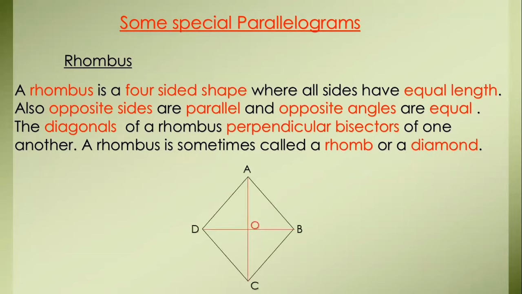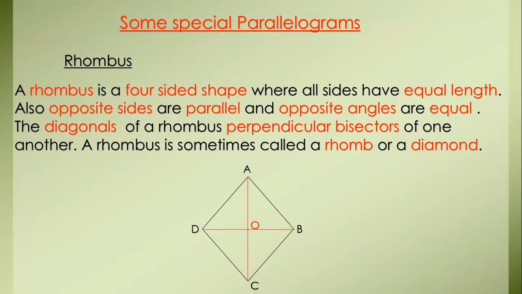See the figure. Rhombus ABCD, a four-sided shape. All sides have equal length. That means AB is equal to BC is equal to CD is equal to AD. The sides have equal length. Also, opposite sides are parallel. Side AB, opposite side CD. So, AB is parallel to CD and BC is parallel to AD.